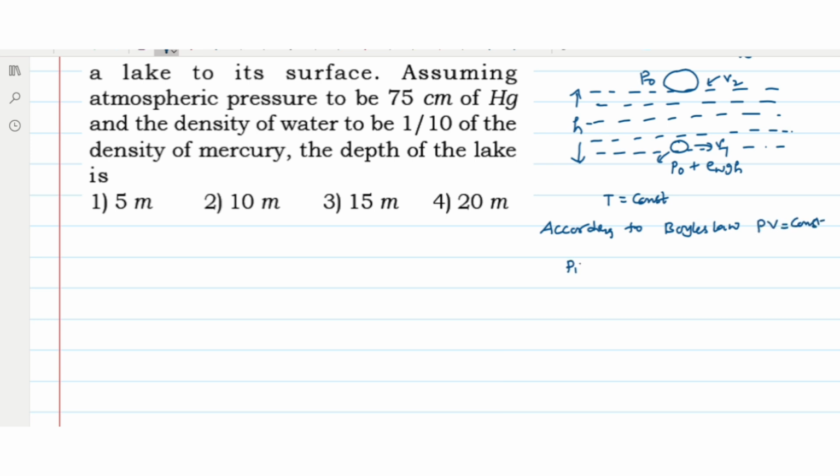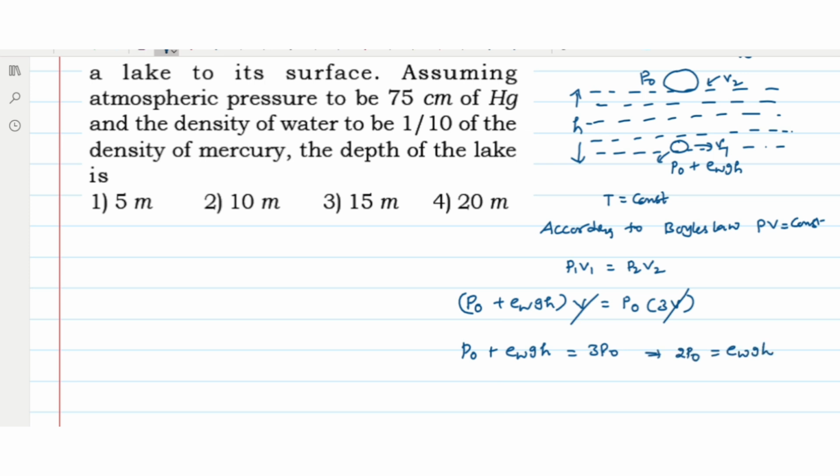Then we substitute: P1 V1 equals P2 V2. P1, initially at a depth, will be P0 plus density of the water into g into h, into volume. Let us take the initial volume as V. At the surface it will be at atmospheric pressure, and the volume becomes 3 times, as given. So this V you have to cancel. Then P0 plus density of the water into g into h is equal to 3 P naught. Taking this to the other side, 3 P naught minus P naught gives 2 P naught, which equals density of the water into g into h.